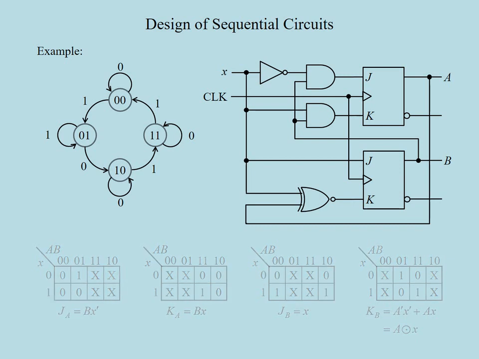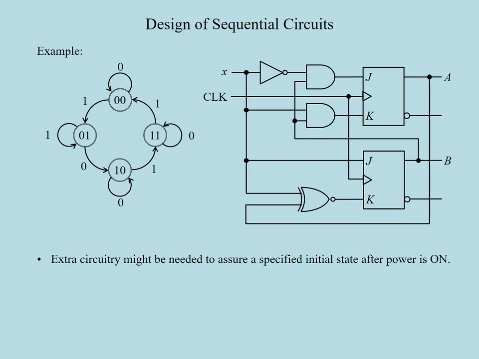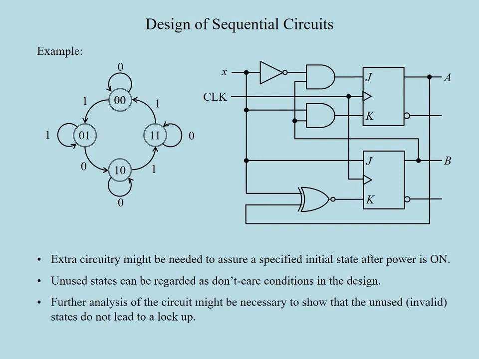To finish this example, we note 3 important points. The first one is that you may need extra circuitry to assure a specified initial state after the power is on. It is not the case here, but if you have any unused states, you can regard them as don't care conditions to further simplify your design. But in such cases, you have to make sure that these unused states do not lead to a lockup. We will have an example of such a case in a couple of minutes.